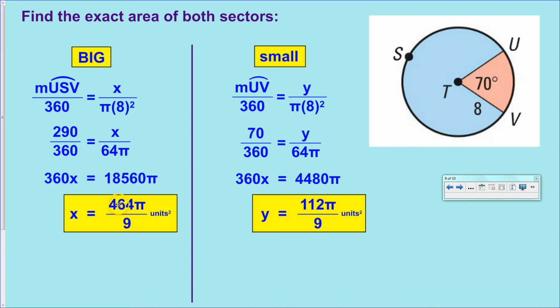Eventually, you'll get down to, for this one, it's 464 over 9, and for this one, it's 112 over 9. And again, we were just trying to simplify the numbers with relation to each other, and then that pi will just continue to hang out up on top. So this is 364 pi divided by 9 units squared. Also, don't forget your units. There were no measurements given to us in inches or millimeters or whatever, so we have to use the generic units squared.